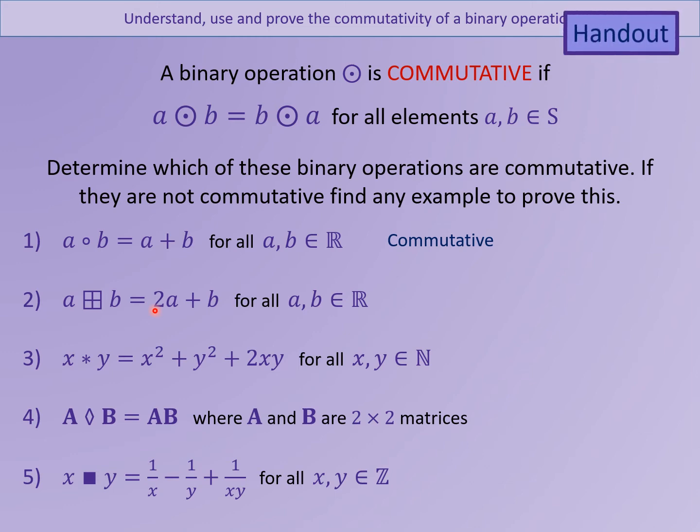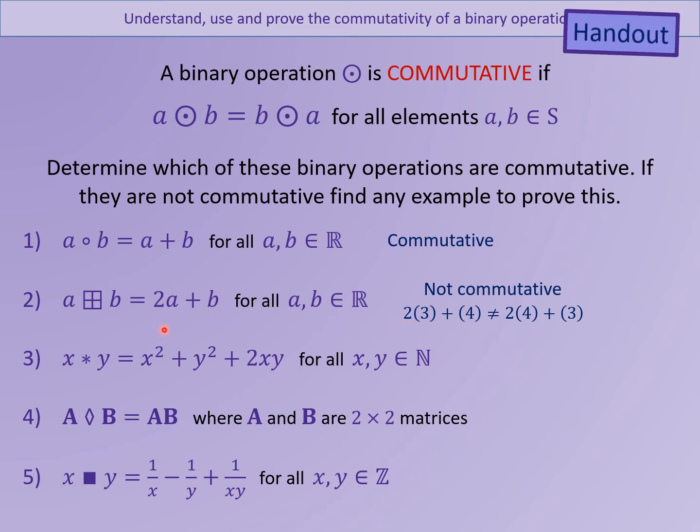Next, 2A plus B. So we are going to consider whether this would be the case. Essentially, we are working out for any values of A and B, would 2A plus B be the same as 2B plus A? In other words, would interchanging A and B in the rule give the same answer? And it's fairly straightforward to find a counterexample.